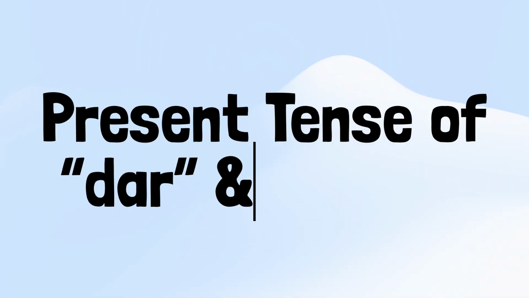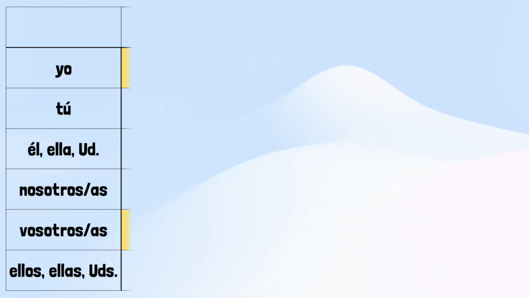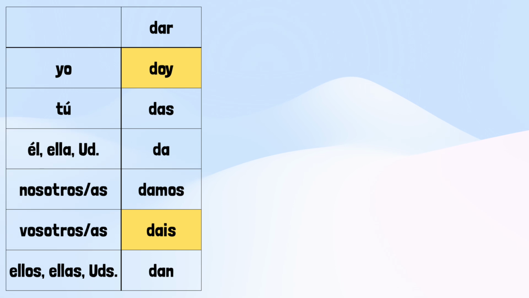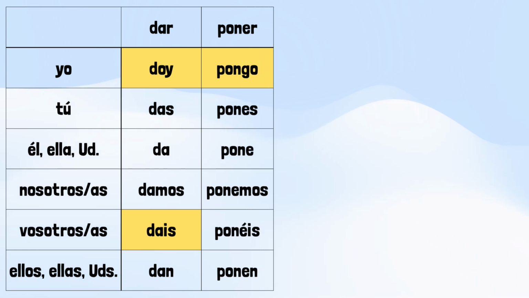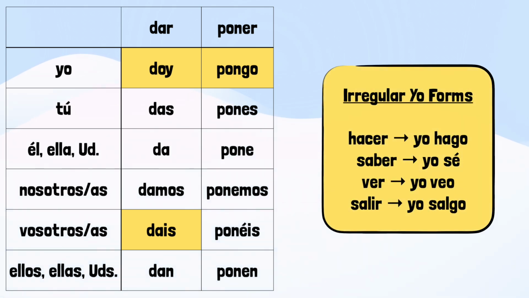Now let's talk about the present tense of dar and poner. So for dar, the only irregulars are yo doy and vosotros dais. For poner, it is yo pongo, which is the only irregular one. All other forms are regular. Some other irregular yo forms of common verbs: hacer changes to yo hago, saber, yo sé, ver, yo veo, and salir, yo salgo.